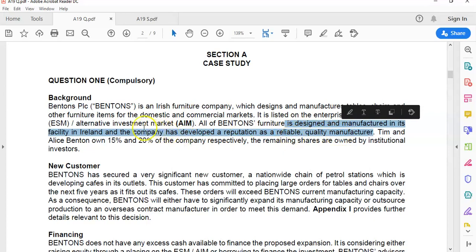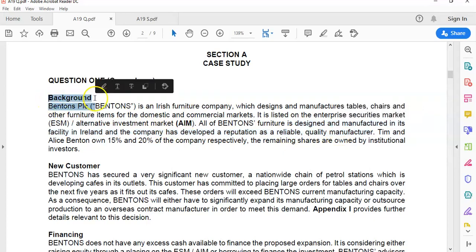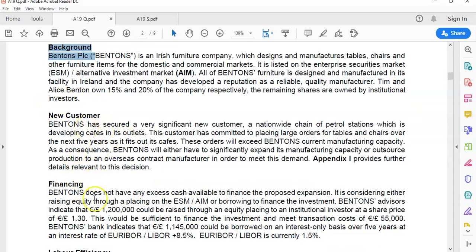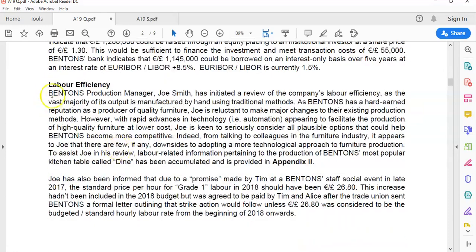Now, what you will see in the case studies, you'll always have the background. These couple of ones are to do with the financing sections, and then the examiner will use headings strategically to help you along. So the labour efficiency is getting at the labour variances, or that part D, E, F, and G. So what you're told here, they have a review of the company's labour efficiency, and they're thinking about changing their production methods to move to more technology or automation based.